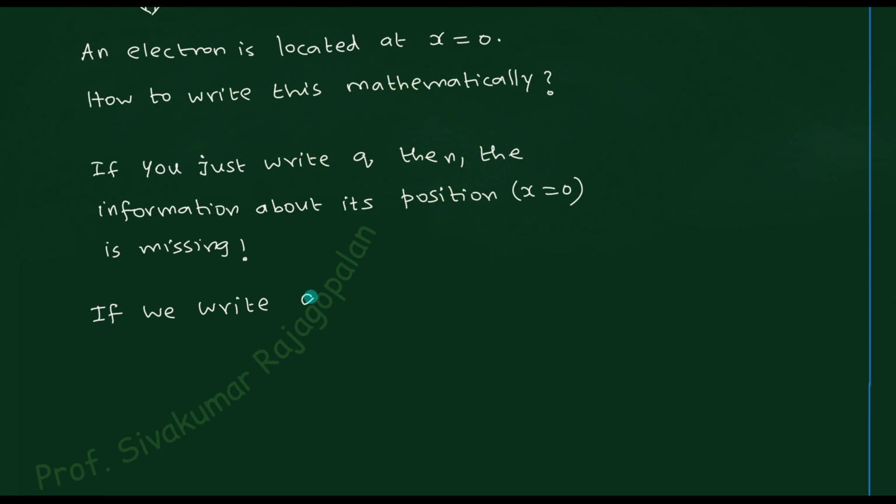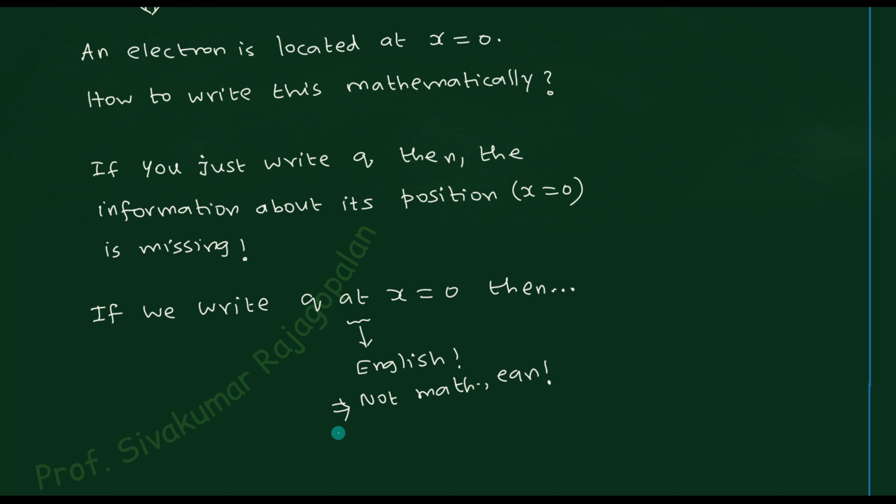Suppose we write q at x equal to 0, do you think that we have successfully written? No. Okay, there is "at" here. So you give importance to that. That "at" is an English word which cannot be used for doing mathematical calculation. So therefore, Q is located at x equal to 0, how will you write it mathematically? Q can be written separately, x equal to 0 can be written separately, but Q is located at x equal to 0, how will you write? That is the question. So we are in trouble now.